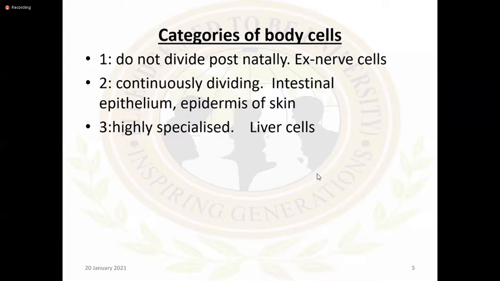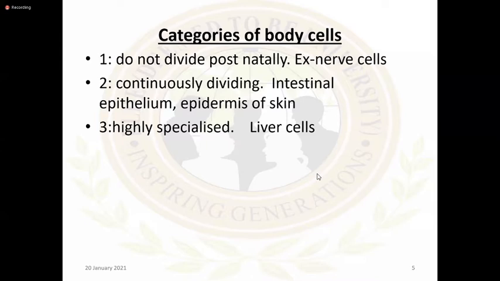And as I said, the epidermis of the skin also goes on dividing from the stem basal cells. You see that the cells go on reproducing newer cells to reach the upper layer of the epidermis. Then the third category of cells are highly specialized cells.